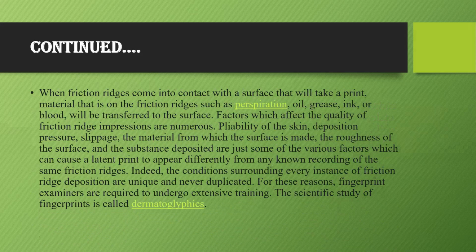Next, when friction ridges come into contact with a surface that will take a print, material that is on the friction ridges, such as perspiration, oil, grease, ink, or blood, will be transferred to the surface. Factors which affect the quality of friction ridge impressions are numerous: pliability of the skin, deposition pressure, slippage, the material from which the surface is made, the roughness of the surface, and the substance deposited are just some of the various factors which can cause a latent print to appear differently from any known recording of the same friction ridges. Indeed, the conditions surrounding every instance of friction ridge deposition are unique and never duplicated. For these reasons, fingerprint examiners are required to undergo extensive training.